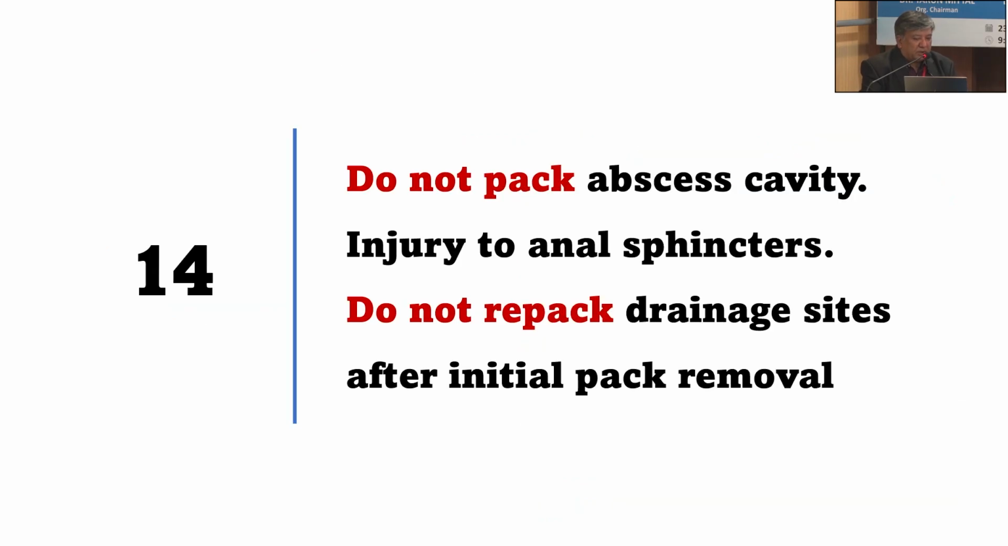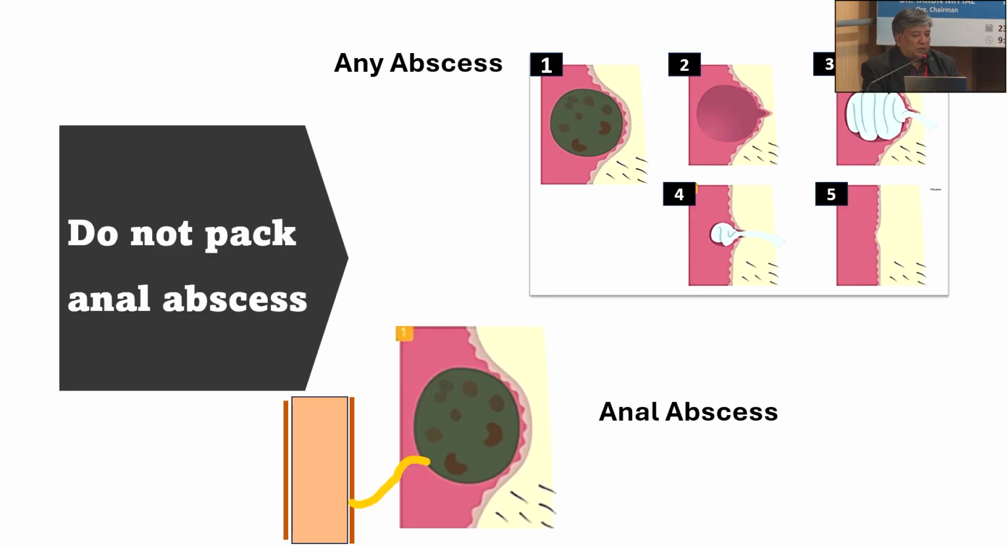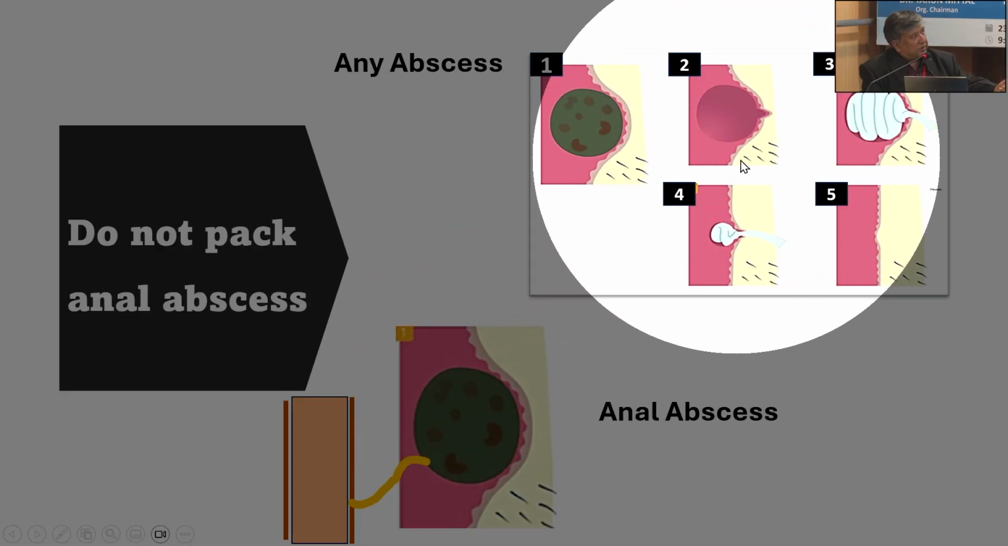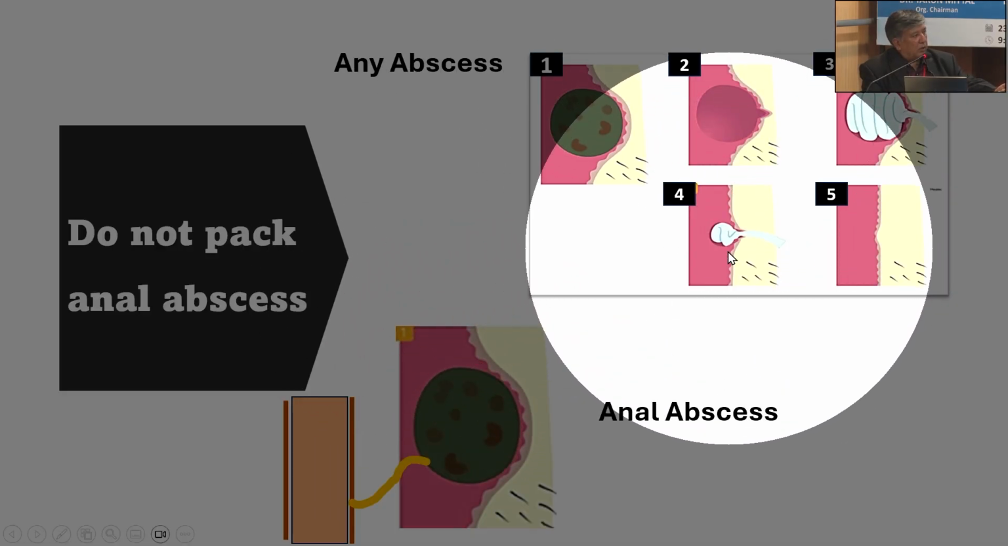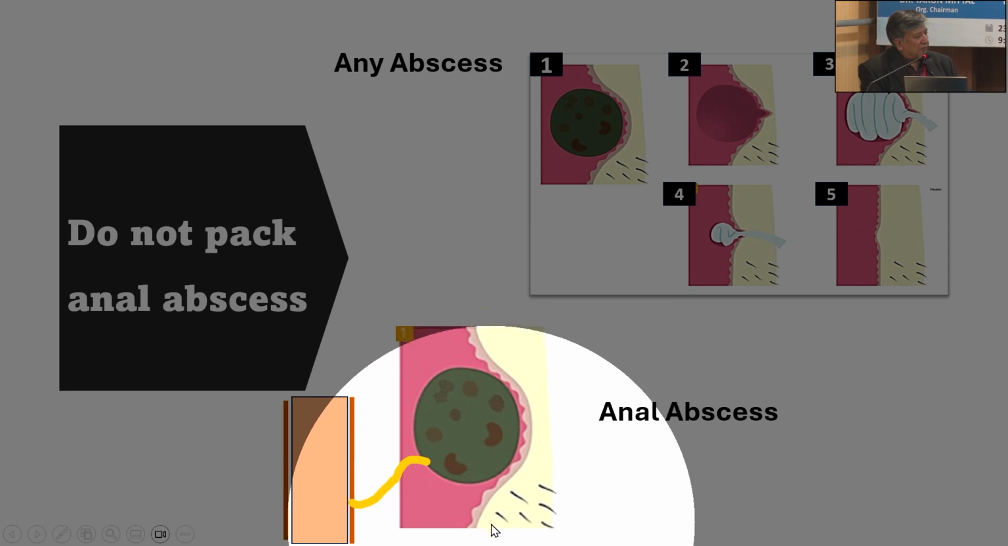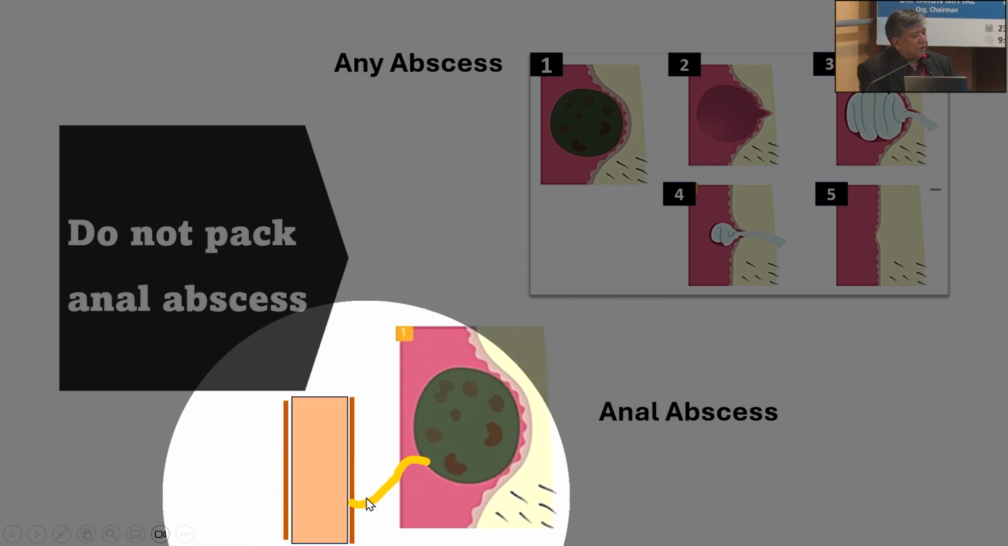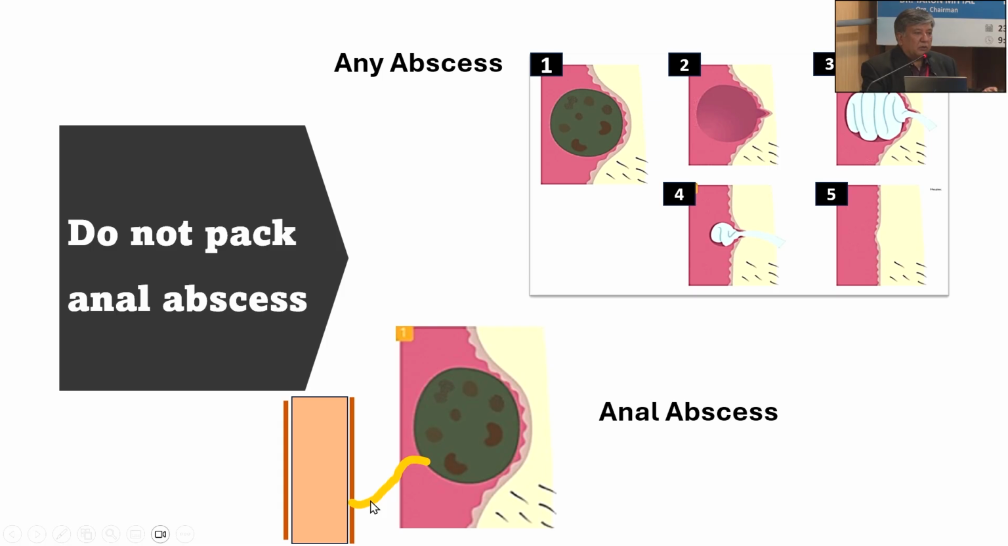Do not pack the abscess cavity, as it can injure the anal sphincter. And if you had to pack because of bleeding, do not repack when the patient comes to the OPD. The problem with packing is, this is routine packing for any other abscess in the body, and it will heal. But here you have a connection with the anal canal. So even if this heals, this connection is still there. So packing has no role.